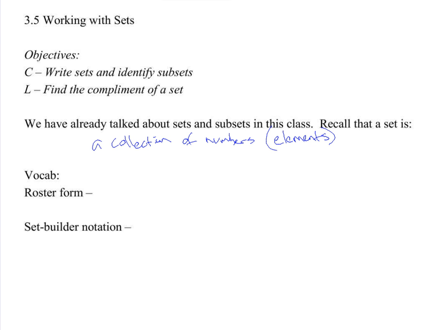We have a couple ways of representing sets. We have roster form. Roster form is very easy to do. Just list all elements in a set inside squiggly brackets separated by commas. That's roster form. Piece of cake. It does take a while if there's lots of elements. That's for sure.